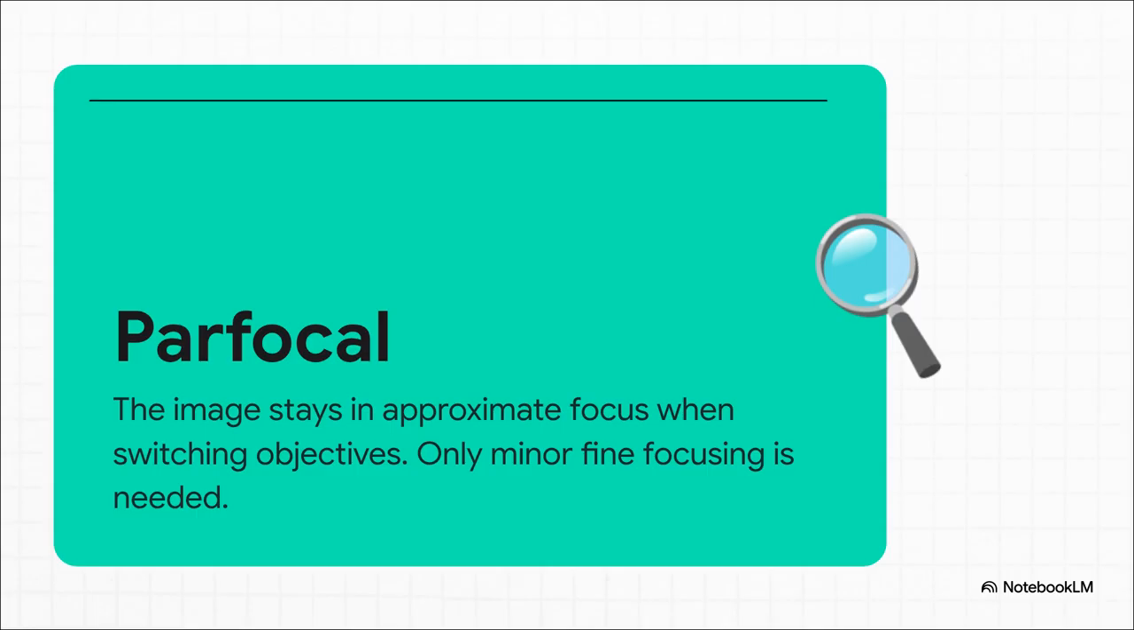All it means is that once you get a perfect focus on that lowest power, the image is going to stay almost perfectly in focus when you switch to the 10x or 40x. You'll only need a tiny little turn of the fine focus knob to sharpen it up. It's a huge time saver.